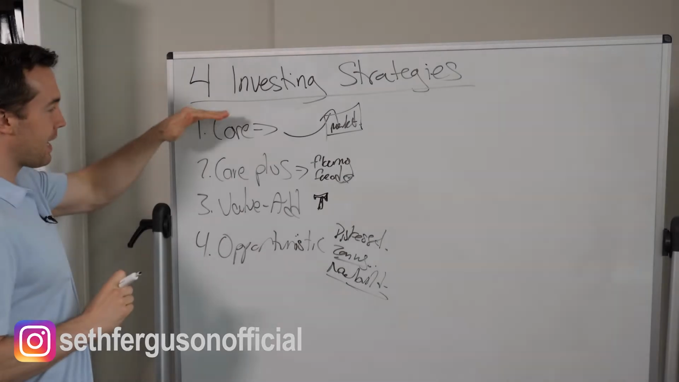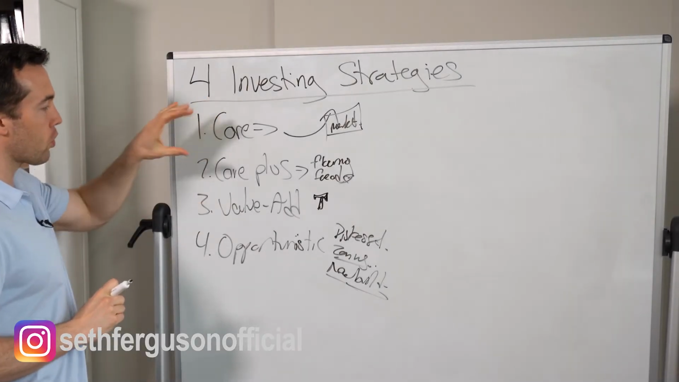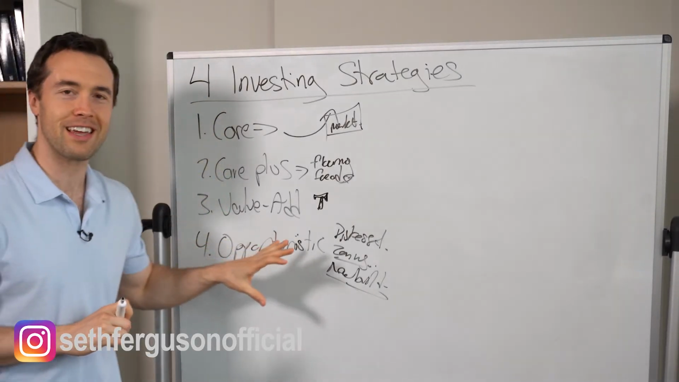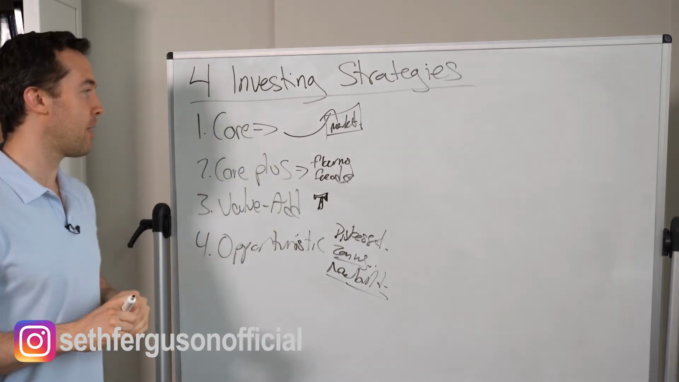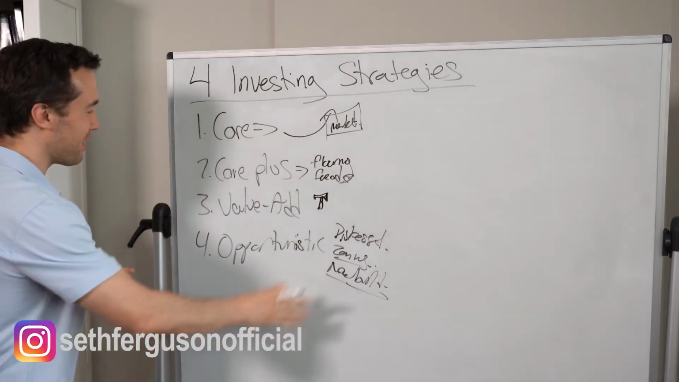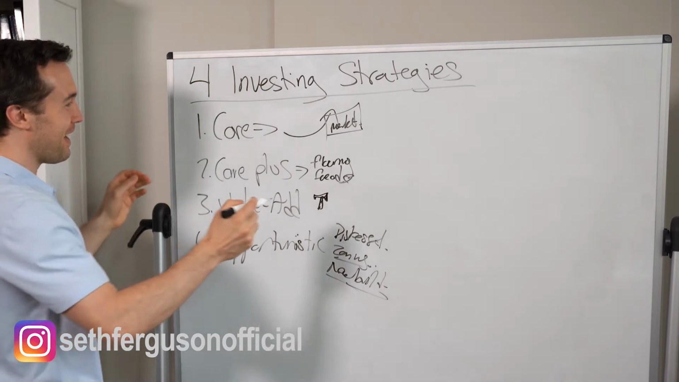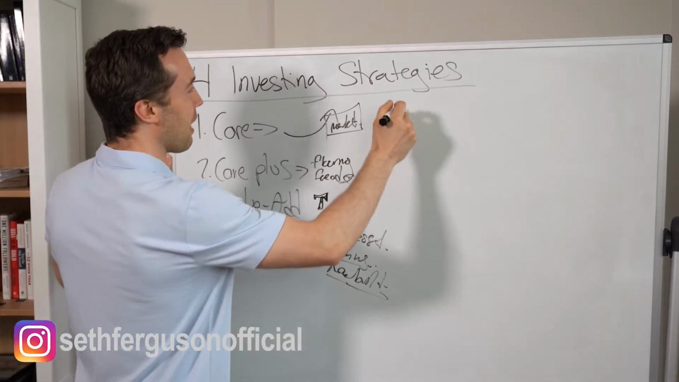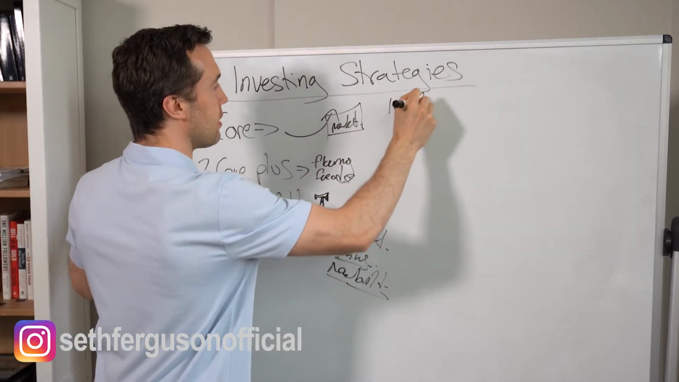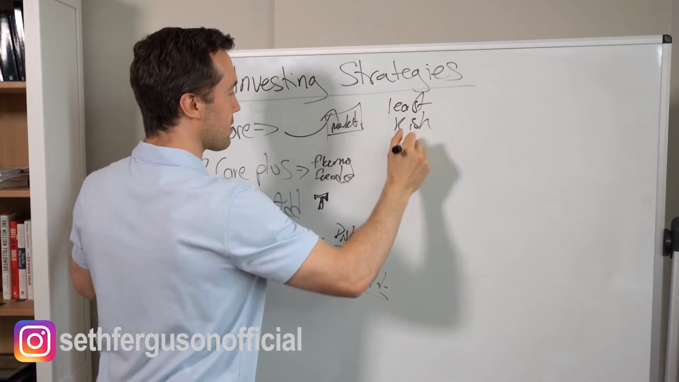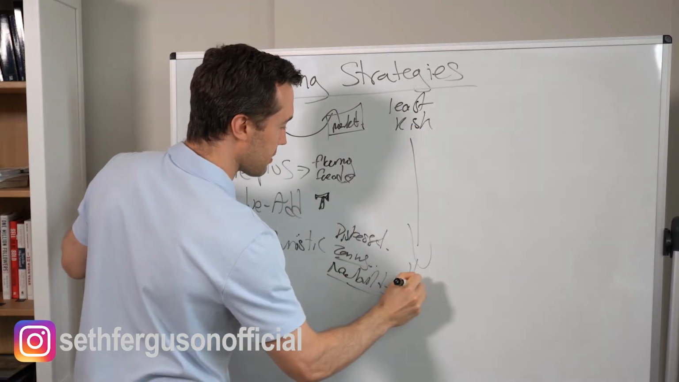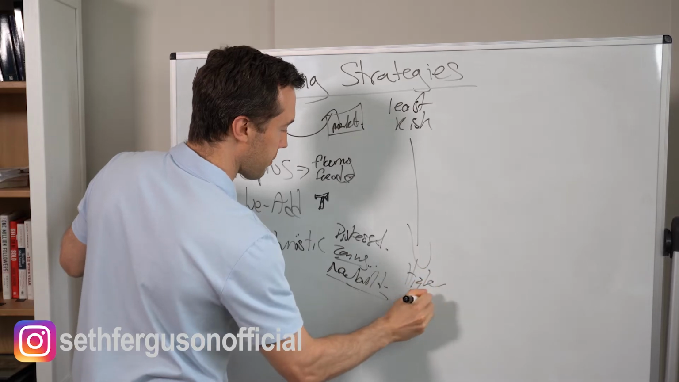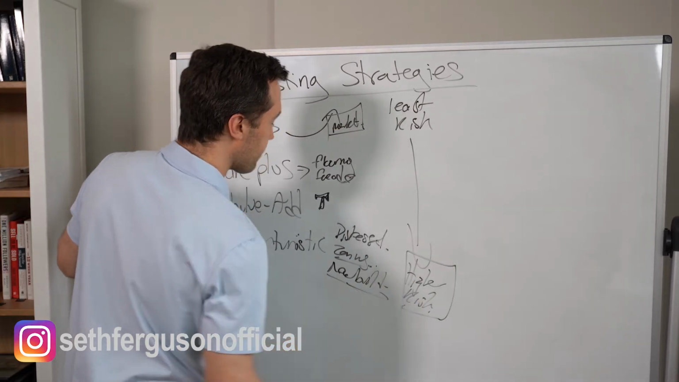Now that we've defined the four strategies, core, core plus, value add, and opportunistic, how does risk come into play? Well, fortunately, I've ordered these in order. At the top here, we have the least risk or perceived risk, and then we have higher risk down here. Let me explain why.